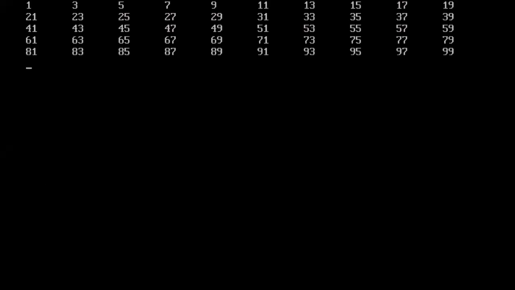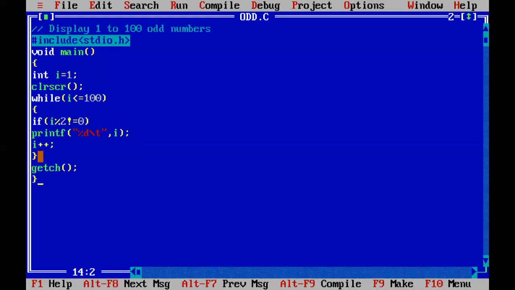See the output? You got all the odd numbers in between 1 and 100. So how does it run? I is initialized with 1 and then goes for testing. 1 is less than or equal to 100. True or false? True. True means get inside.